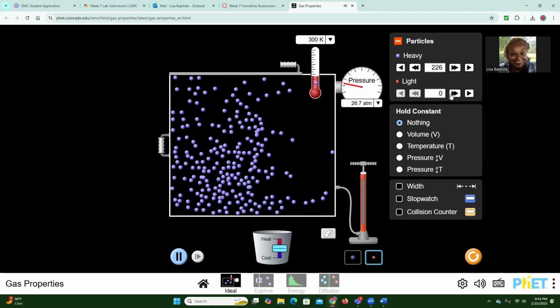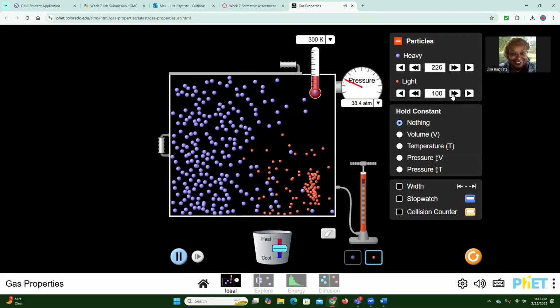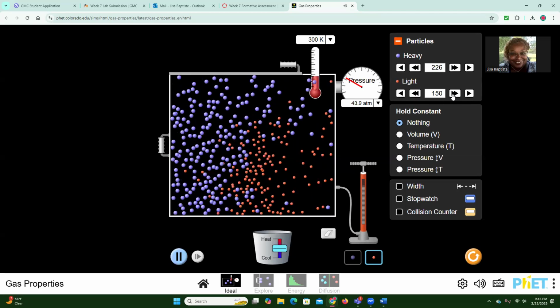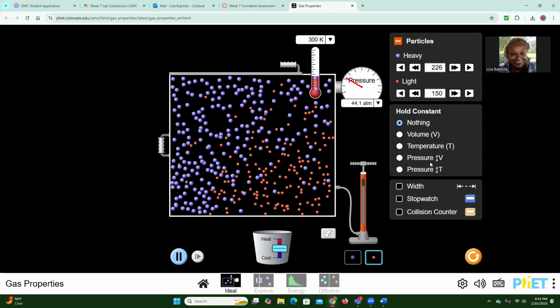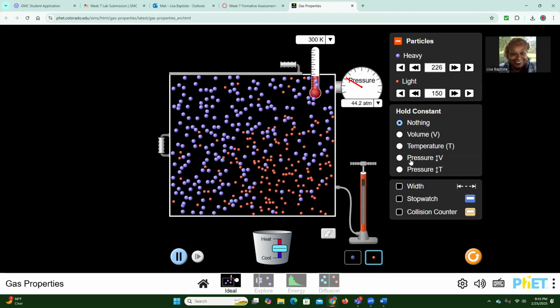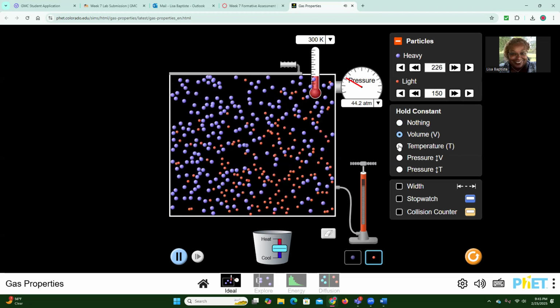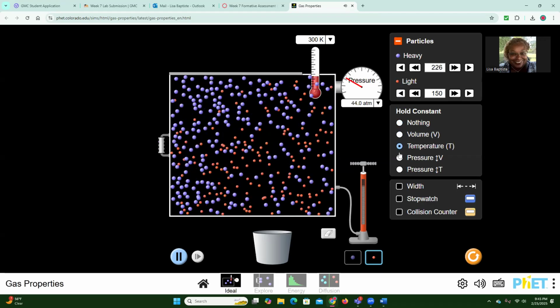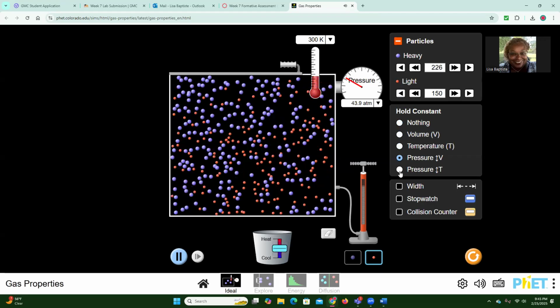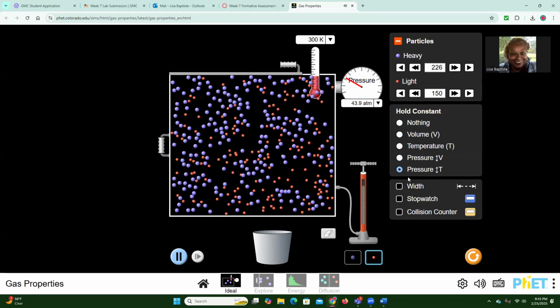You could change the different types of particles that you add. Okay, so that changes your particles. So kind of play around with it. This is what holds things constant. So if you want to hold volume constant or temperature or pressure, all right, so that changes different things.